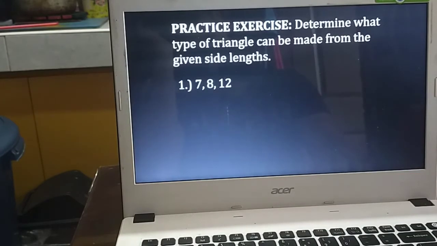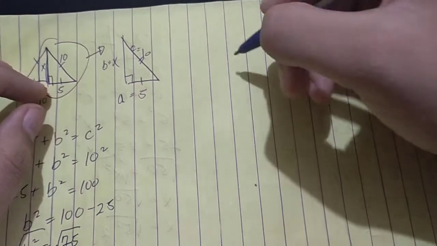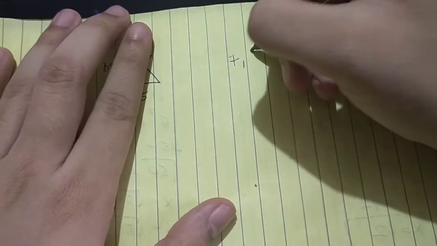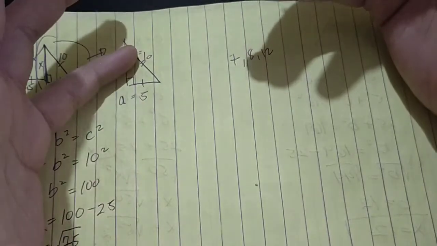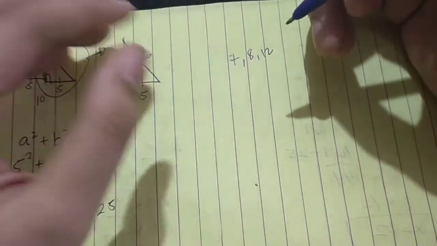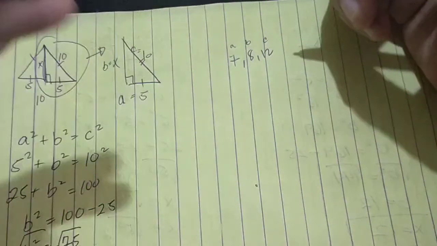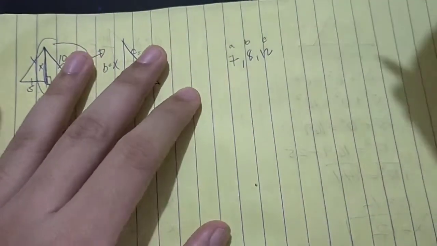So, let's have this given. First, we have 7, 8, 12, which is our dimension of the triangle that we're going to identify whether it is going to be acute, right, or obtuse. Hindi natin kailangan yan. 7, 8, and 12. Make sure that you arrange it from highest to lowest, or you can simply identify what is the longest side. Kung ano yung pinakamalaki, yan yung longest side natin. So, this will be our C, and this can be our A or B. You can interchange A or B, pero yung C, hindi natin pwedeng palitan.